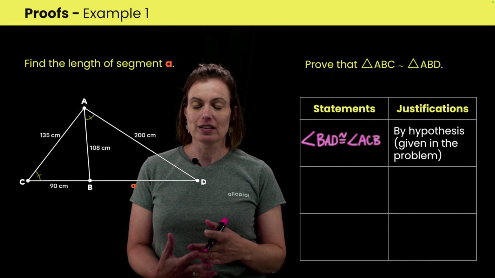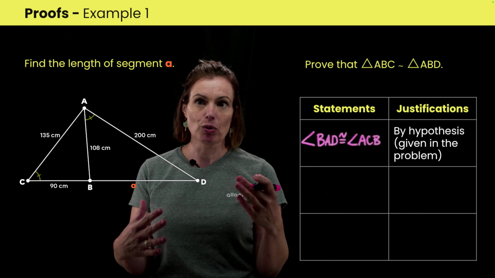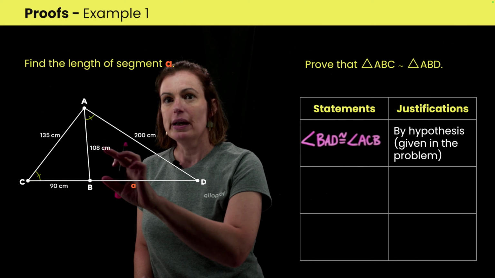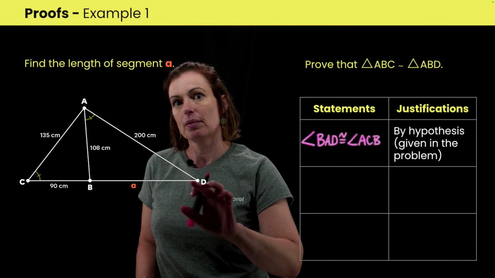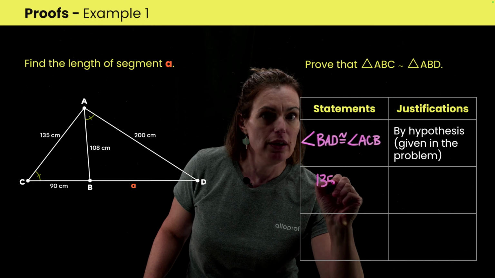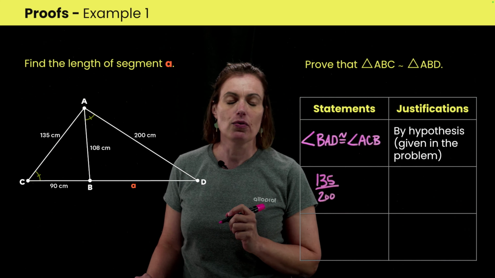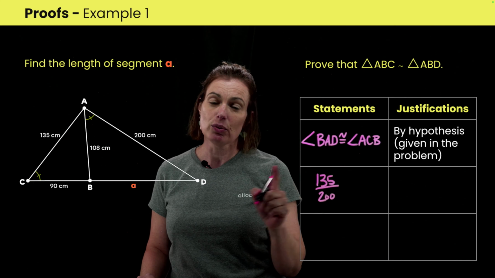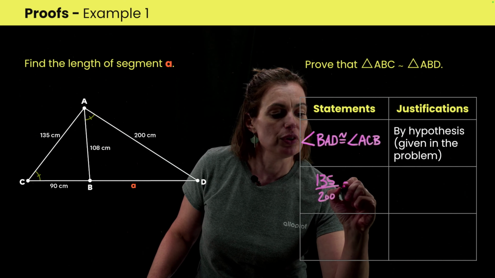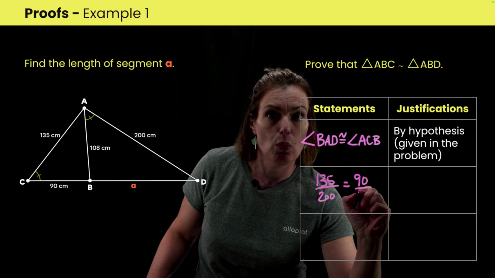Now let's take a look at those sides. So for the two triangles to be similar, my corresponding sides have to be proportional. So if I take a look at my first triangle, I have 135, which is my long side here, and it's going to correspond to the long side on my other triangle that I'm comparing it to. So I'm going to set it up as 135 over 200. And for these to be proportional, it has to be equal to the shorter side over its corresponding shorter side on the other triangle. In other words, it's got to be equal to 90 over 108.